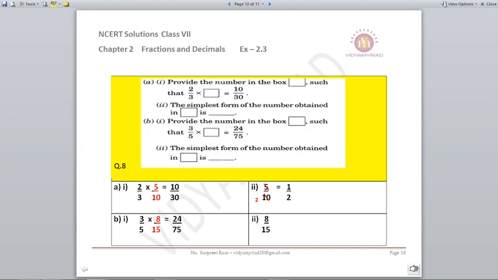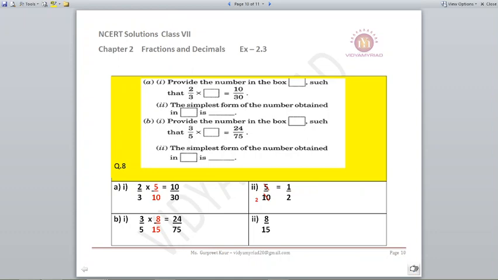Next question, 8th question. Provide the number in the box such that 2/3 multiply is equal to 10/30. Now see, I have written it with the red. Now I have 2/3 is equal to 10/30. I need 10 in the numerator and 30 as a denominator in my answer. What should I fill in between the gap? So 2 will be multiplied by 5 to get 10 and 3 will be multiplied by 10 to get 30. So my box part is 5/10.